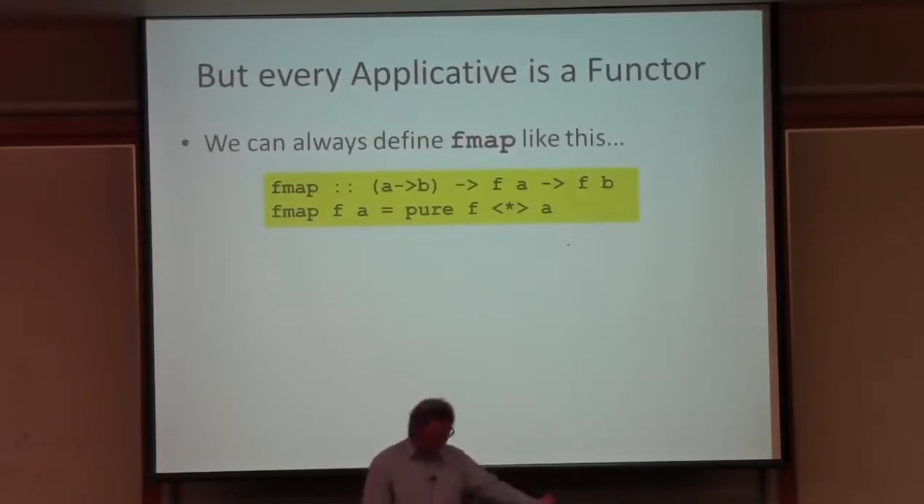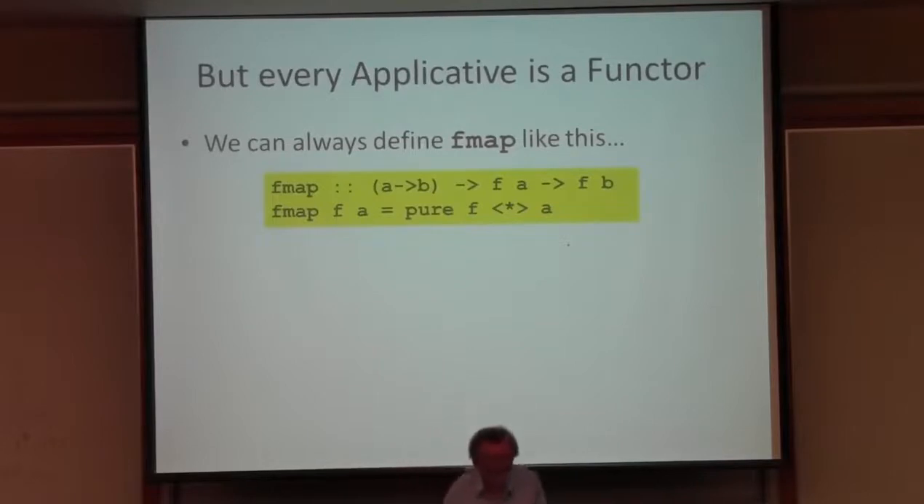So every monad is applicative. Not every applicative is a monad, but every applicative is a functor. And in fact, I'm always going to be able to define an fmap operation in terms of the operations in the applicative class. Fmap f of A is always pure f applied to A. So that's not a surprise.